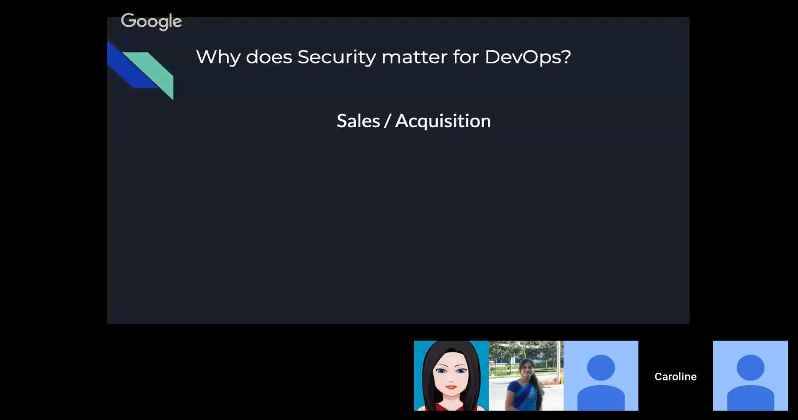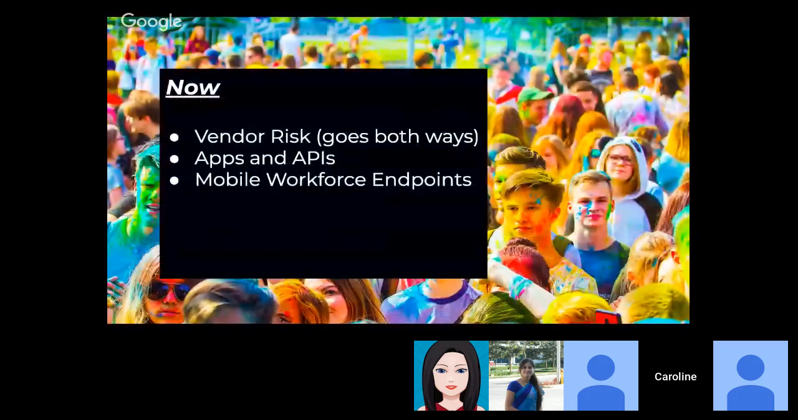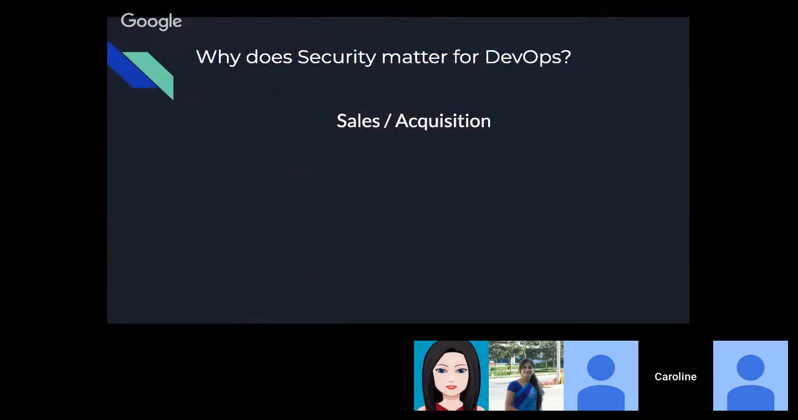So why does security matter for DevOps? I actually have an idea that there are 3 reasons. The first reason is because of sales and acquisition. So when I talked on the previous slide about vendor risk, and I say that every software organization is typically both a buyer of software and a seller of software, at each of those transactions, there is now a question about security. So now security is in the middle of the sales process and the sales transaction.